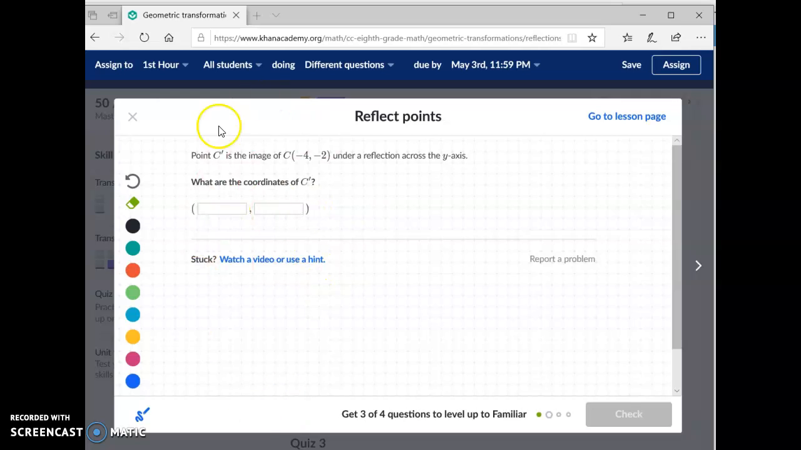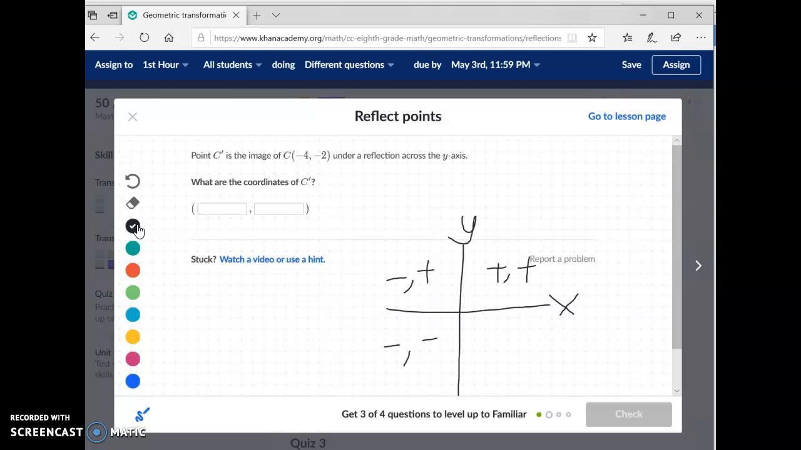But I am on the second question here, and so it says point C prime is the image of C, -4, -2 under reflection across the y-axis. So what I'm going to do here is draw the Cartesian plane. And the reason I'm doing that is because I want to show you guys, first of all, this is the y-axis, this is the x-axis. Quadrant 1 has positive points. Quadrant 2 has negative positive points. Quadrant 3 has negative points. And then the last quadrant has positive negative points.